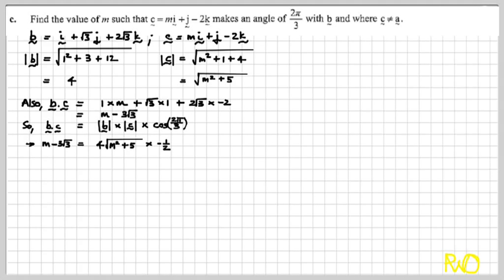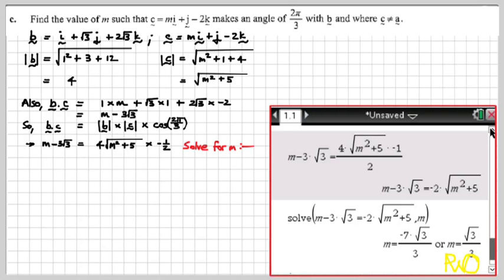Okay, so that's what we worked out up there for B dot C. This is the magnitude of B times the magnitude of C times cos of the angle between them. Now we're going to solve this for M, which I think we need the trusty calculator for. We'll just plug that into the calculator and solve it for M. Here comes the calculator screen.